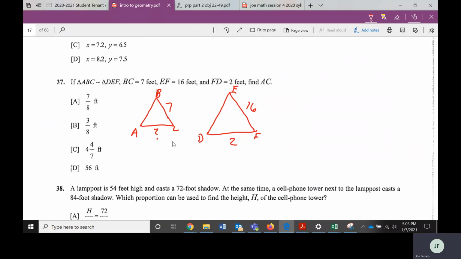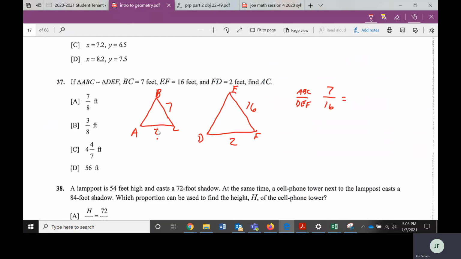Now we have to make sure these are corresponding. They look like they'd be, but BC, second and third letter, that corresponds to EF. So those are corresponding. So we can set that up. We can go small to big here, or triangle ABC to DEF. So 7 goes with the 16.